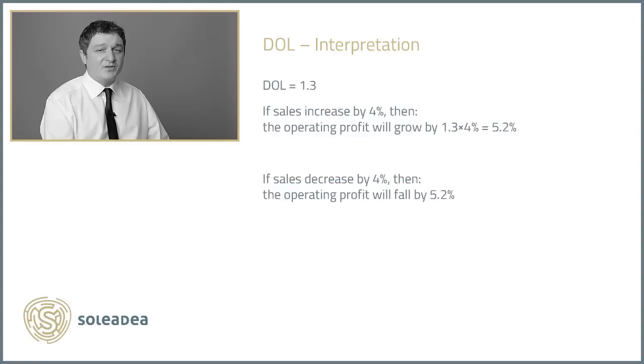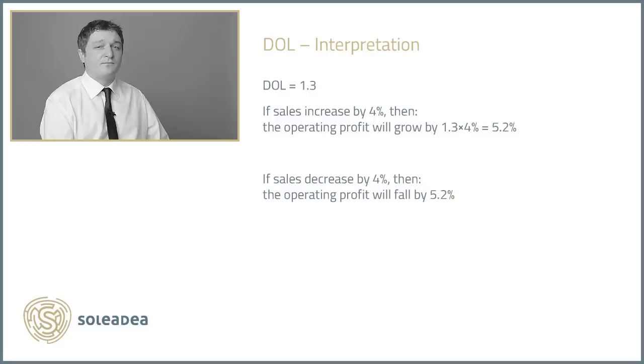How should we interpret DOL? If DOL equals 1.3 and sales increase by 4%, then the operating profit will grow by 1.3 times 4%, that is, by 5.2%. Note that if sales didn't increase but decreased by 4%, then the operating profit would fall by 5.2%.